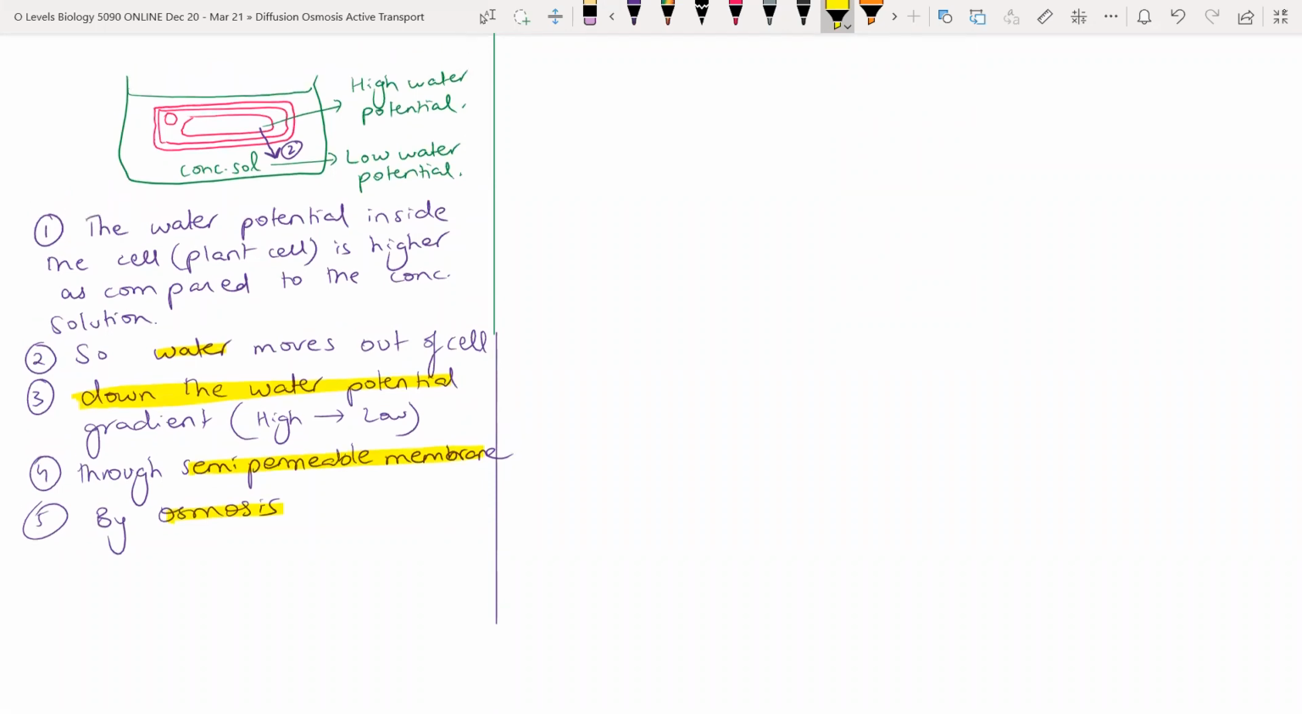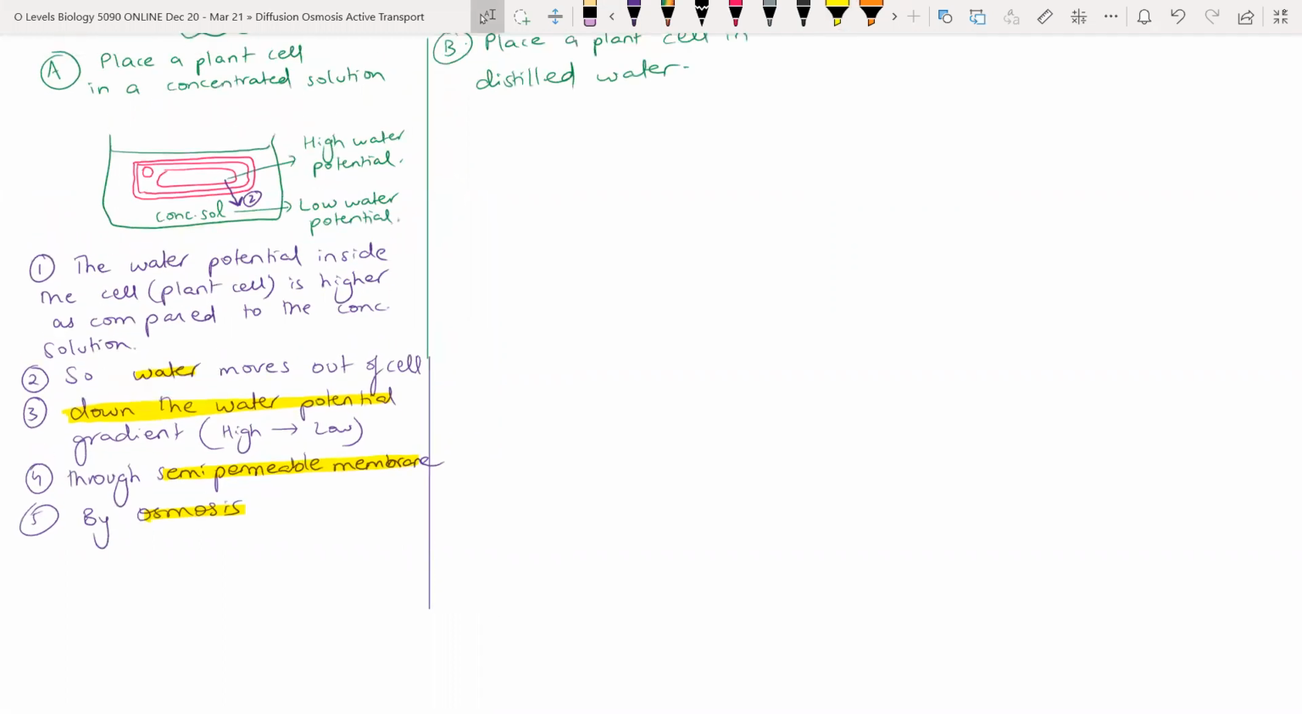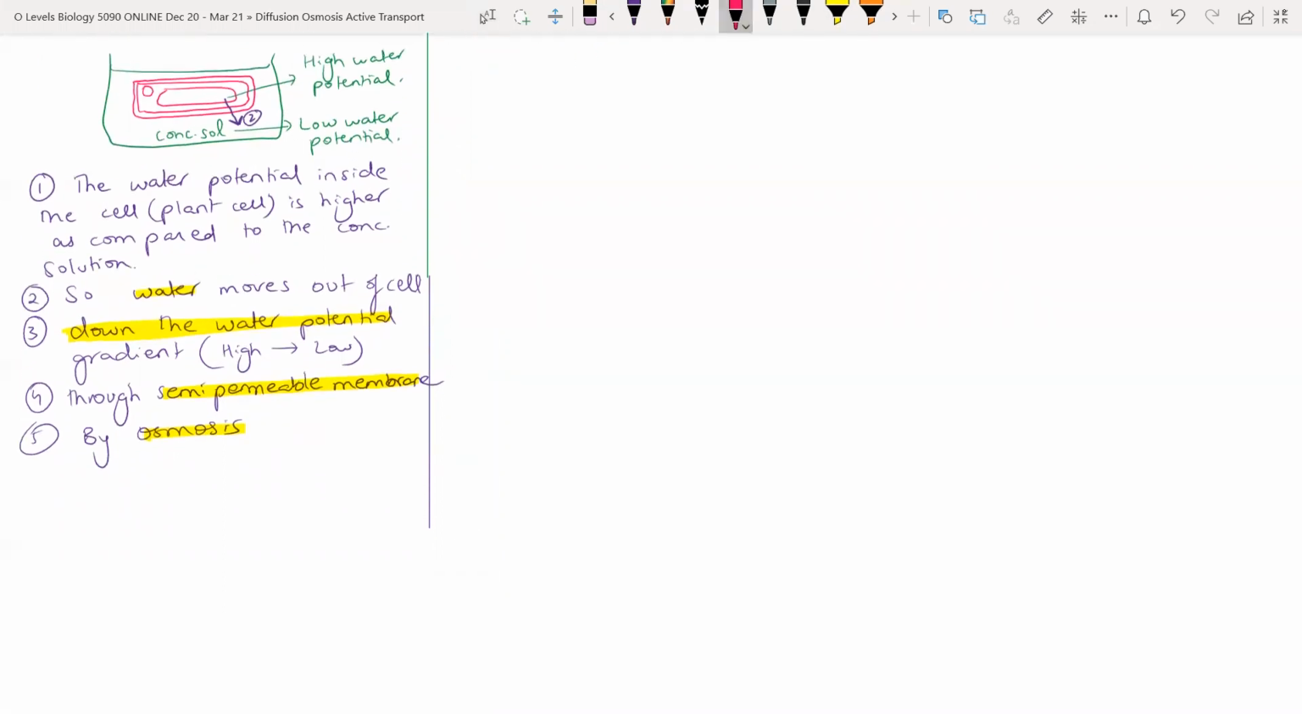Okay. Now, something will happen to the cell, and we need to understand what that something is. And now, if I were to redraw the cell again, it would actually go from this to this.